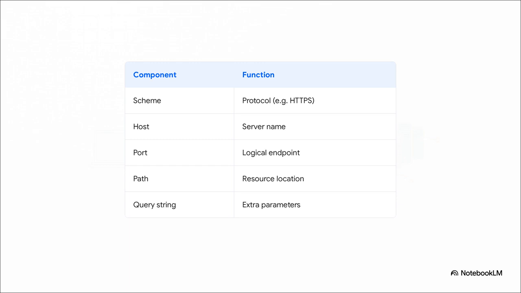The host or domain is the actual server name, and by the way, this is exactly where attackers love to swap in lookalike domains for phishing. Then we have the port, which is the logical endpoint on the server, usually port 443 for HTTPS. Following that is the path, pointing to the specific resource, and occasionally a query string containing extra parameters. Basically, your browser rips this URL apart instantly to build its navigation plan.